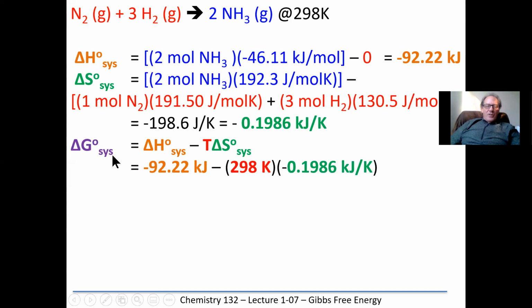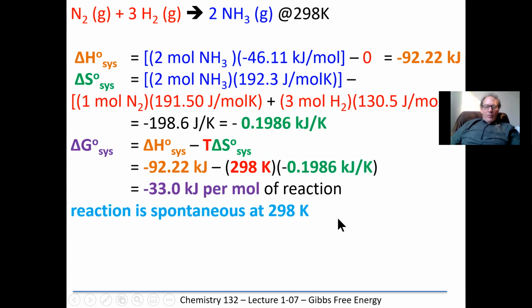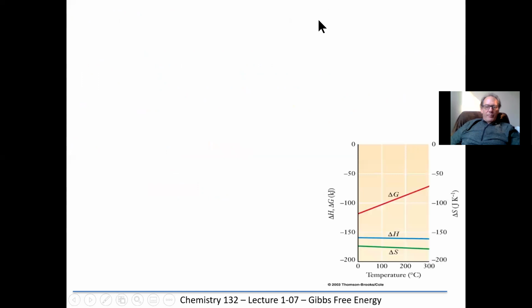So finding delta G of the system, we just calculated the delta H of the system. We're going to subtract the temperature times the delta S of the system, and we get a value of minus 33 kilojoules per mole of reaction. It looks like, yes, this reaction, because delta G is negative, is in fact spontaneous at 298 Kelvin.